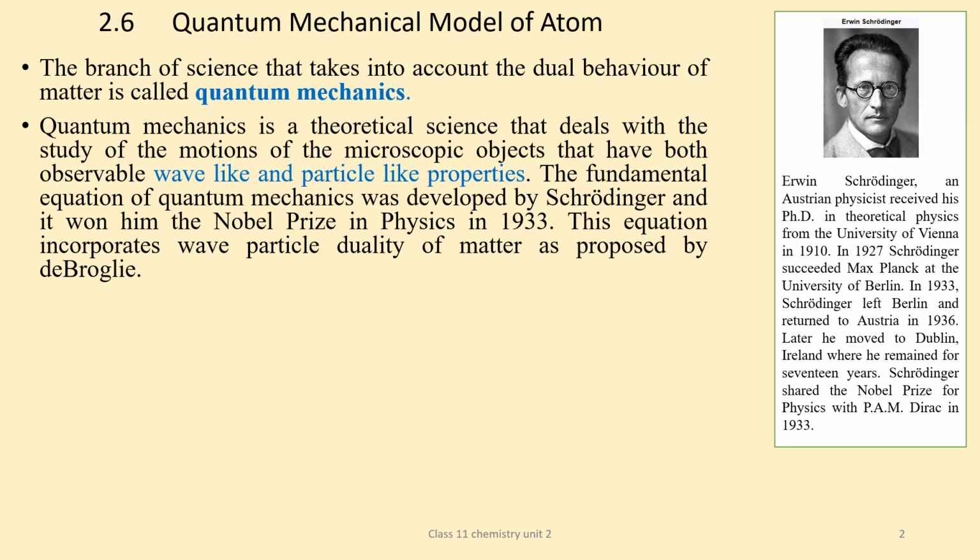Erwin Schrodinger, an Austrian physicist, received his PhD in theoretical physics from the University of Vienna in 1910. In the year 1927, Schrodinger succeeded Max Planck at the University of Berlin. In 1933, Schrodinger left Berlin and returned to Austria in 1936. Later he moved to Dublin, Ireland, where he remained for 17 years.